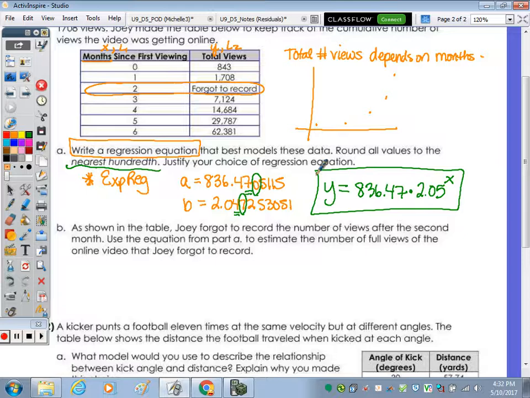As shown in the table, Joey forgot to record the number of years after the second. Use the equation from part A to estimate the number of full views of the online video that Joey forgot. So Joey forgot the x value of 2. So we're going to plug in and do the math. So 836.47 times 2.05 to the second power.